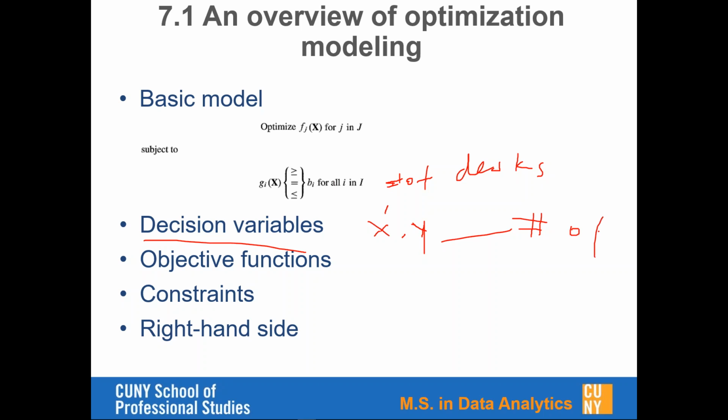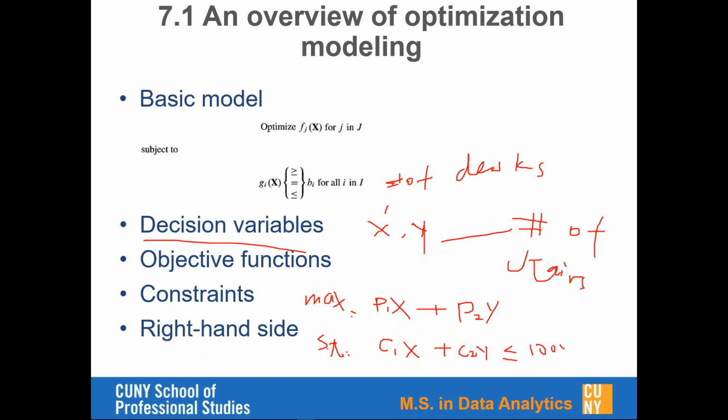Y would be the number of chairs that we plan to manufacture. And then if the profit of a desk would be P1 and of a chair P2, what we're trying to do is maximize that total profit, right? And then the constraint would be, let's call it, cost 1 of X plus cost 2 of Y should be less than or equal to, suppose I only have 1,000 square feet of wood. So that would be something that we can use.